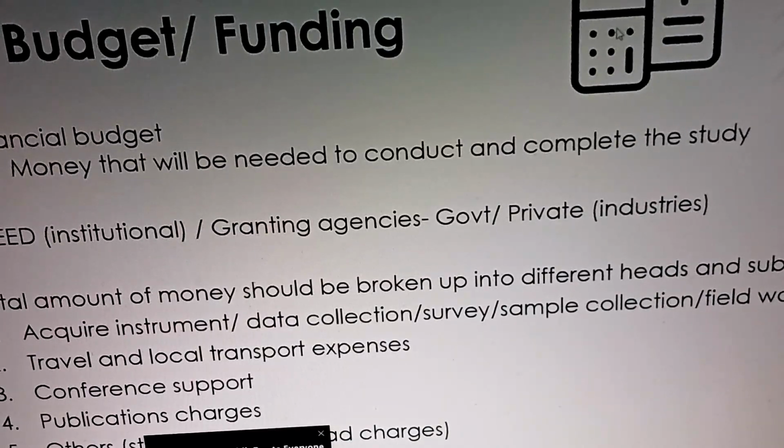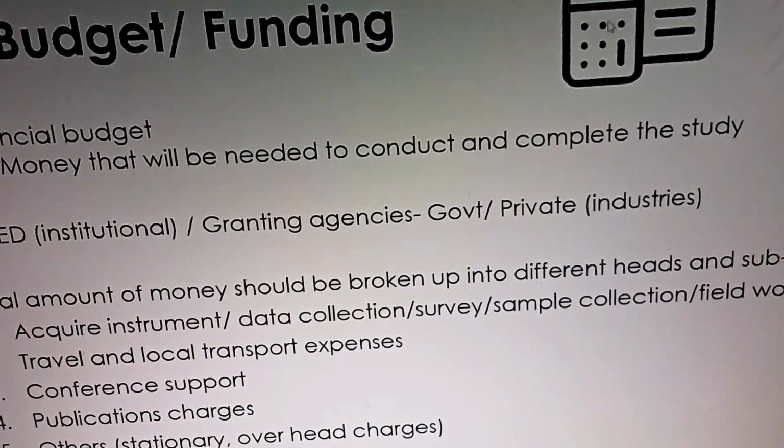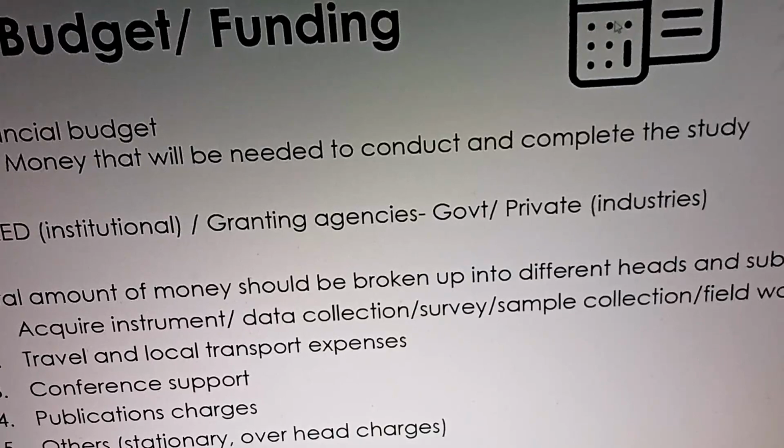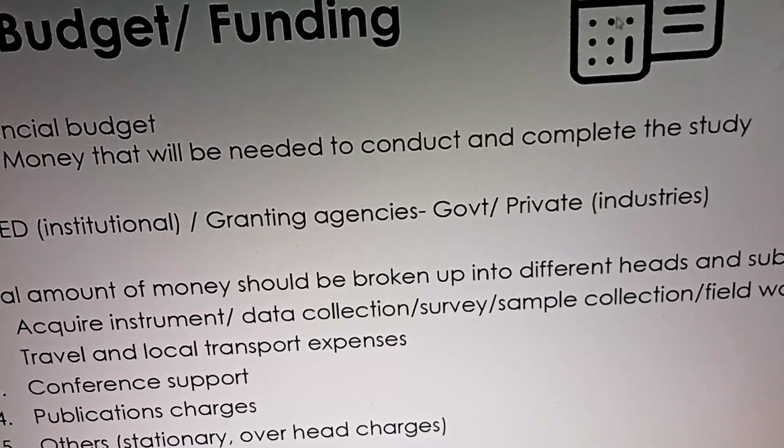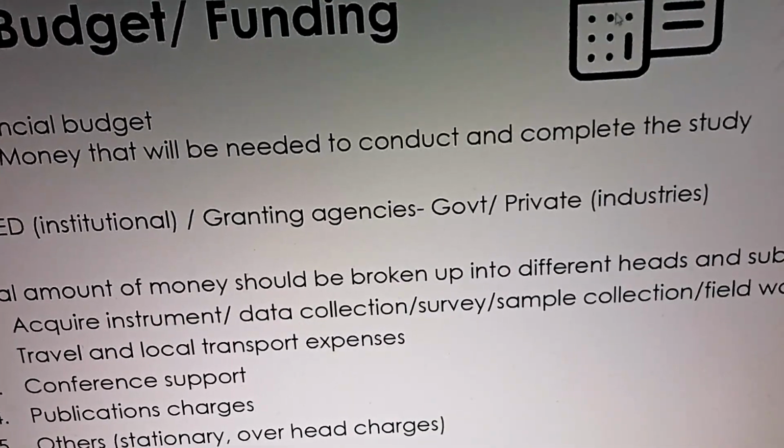The total money should be broken up into different heads and subheads, like how much money you want for acquiring an instrument, how much you are going to use for data collection, sample collection or field work. If you have travel and local transport expenses, that should be mentioned. And if you are going to use the money for conferences, be it registration or travel support, there should be a split up on that.